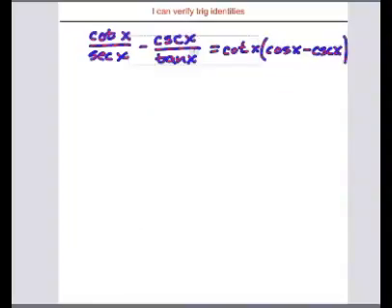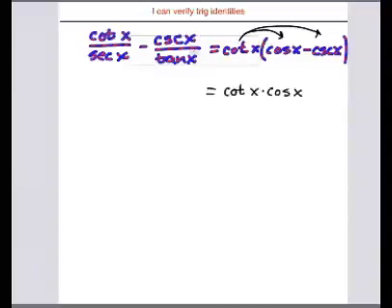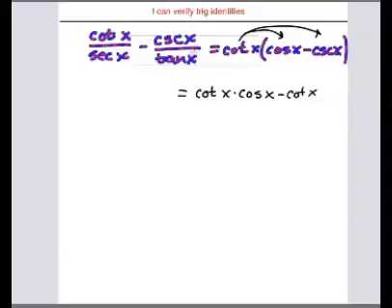Okay, look at this one. Both of these sides look kind of complicated, but I'm going to at least try on over here. I'm going to try to distribute and see what I come up with. So this is cotangent, cosine. So I'm going to move it over a little bit more. And this is cotangent, cosecant. All right, well, at least I have two separate terms.